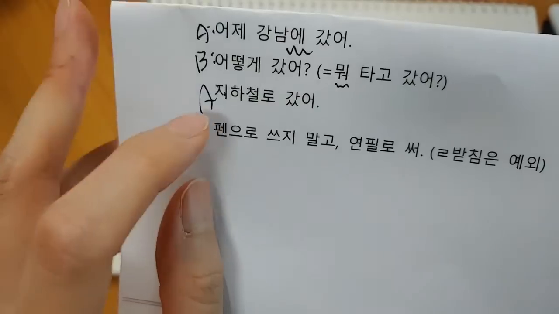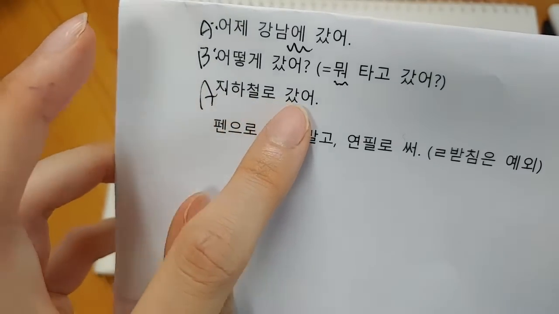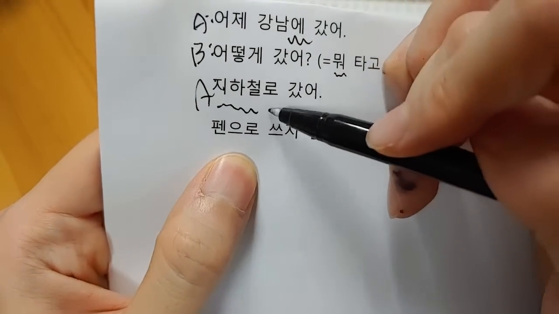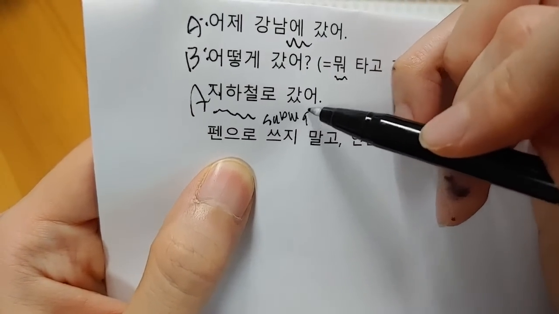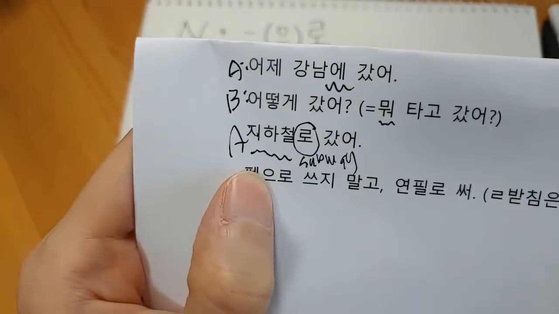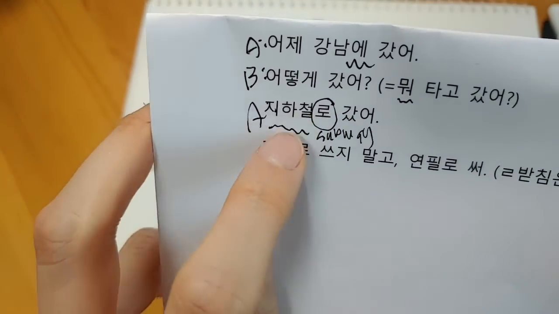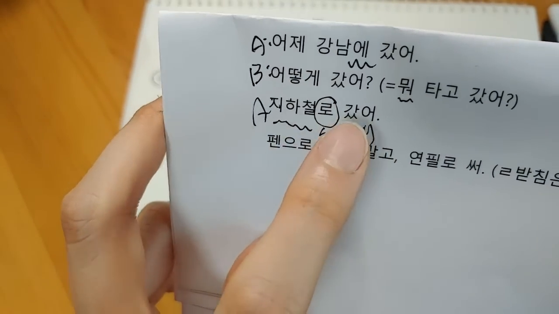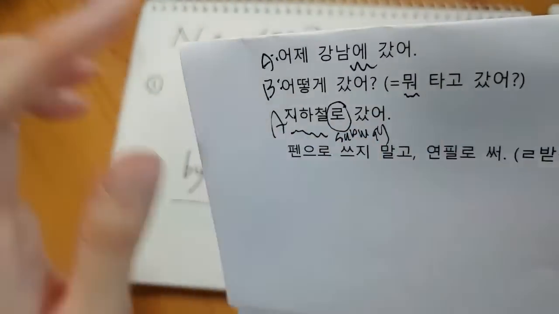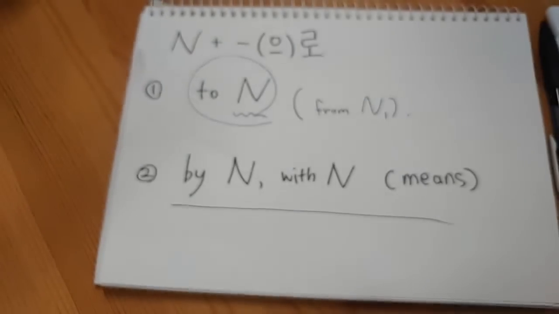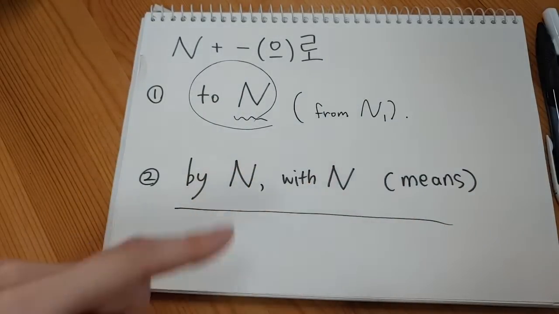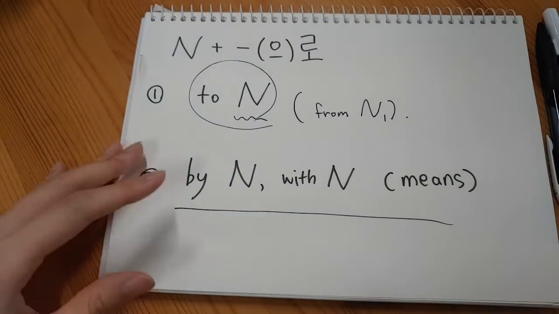And he answers, 지하철로 갔어. 지하철 means subway. And notice that he used the 로 particle. And here it means by subway went. So I went there by subway. So this is a really good example where 로 is used to mean a means of certain action or a means of transportation.